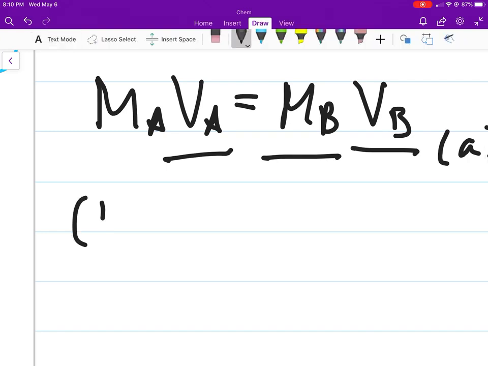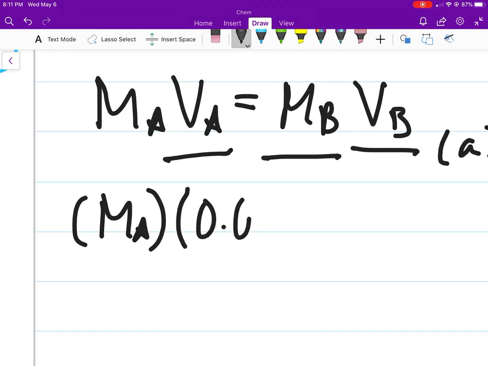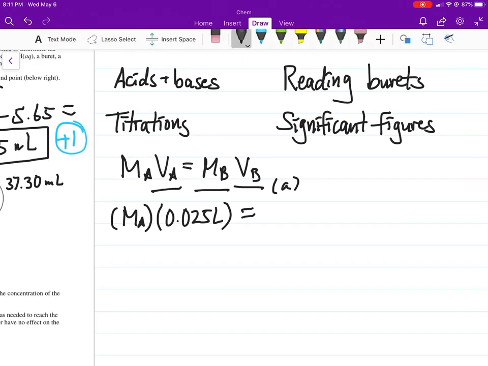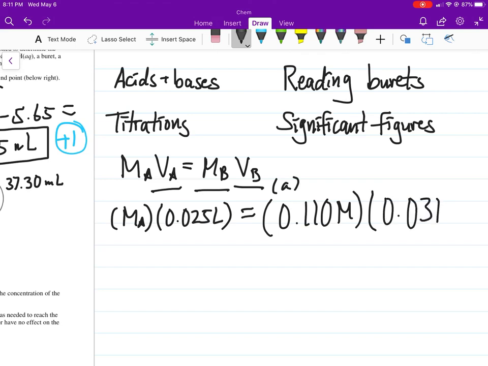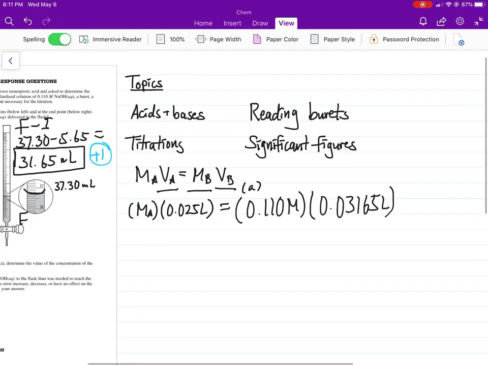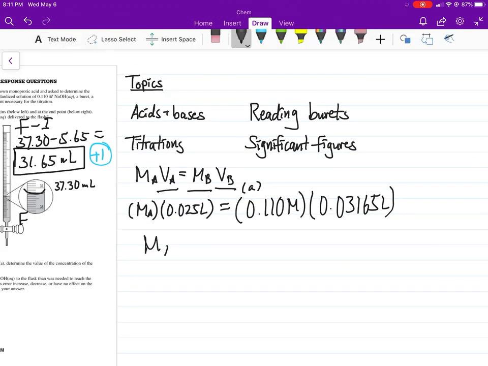So now we have to find the molarity of the acid. So again, molarity of acid times the volume, I'm going to convert the volume into liters, 0.025 liters. And that is equal to the molarity of the base, which is 0.110 molar, times the volume of the base, which is 0.03165 liters, right? And after you do your calculations, you should get the molarity of the acid is equal to 0.139 molar. And that should be your final answer.